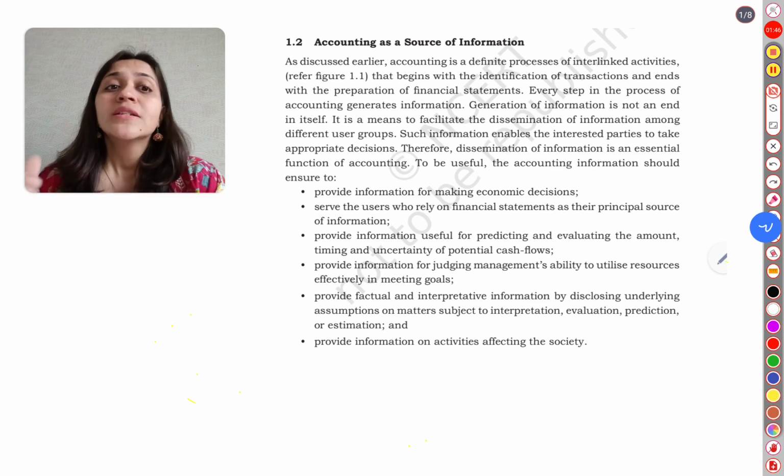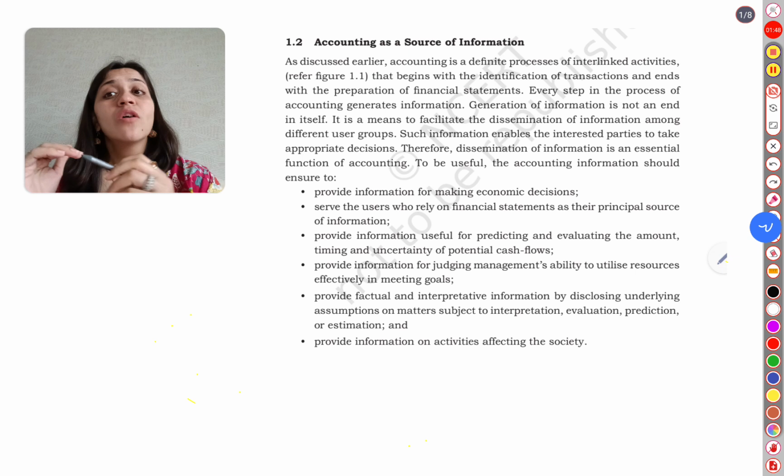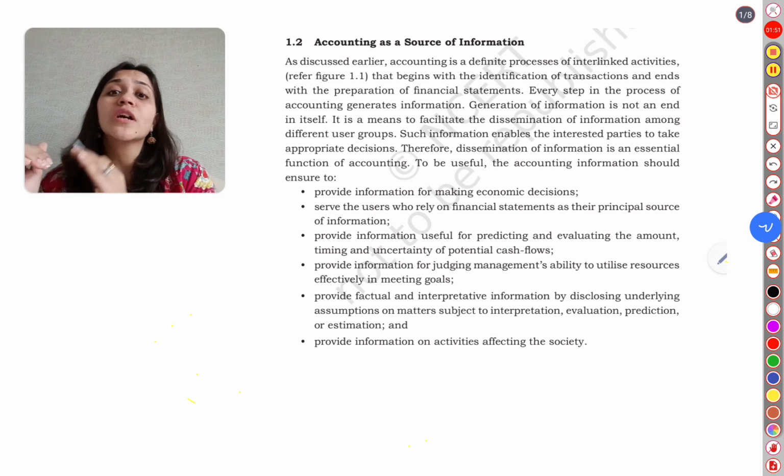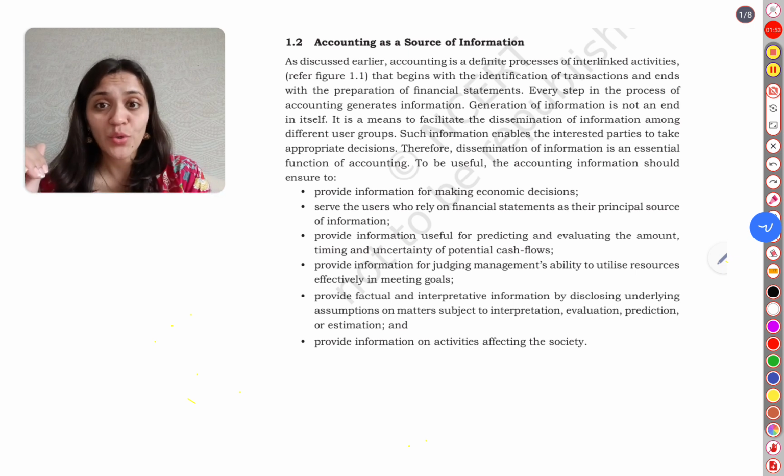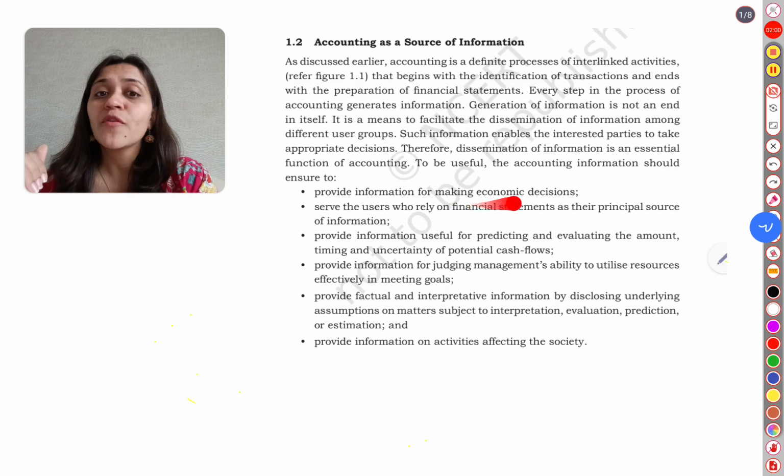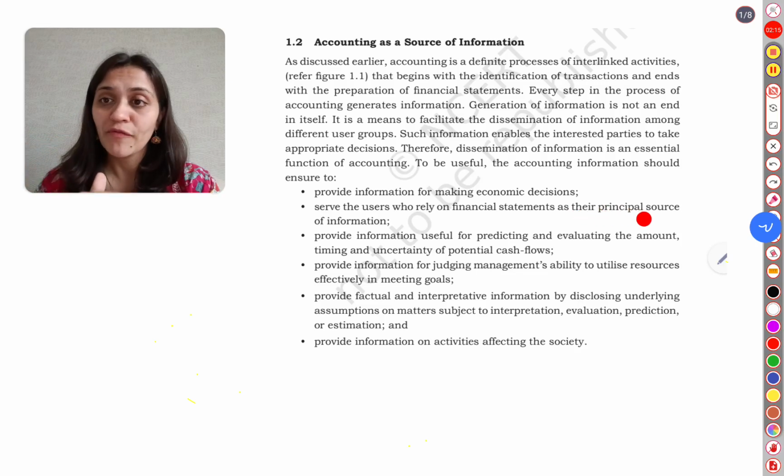Therefore, for this kind of information to be useful, accounting should ensure the entirety of the account statement. First is to provide information for making economic decisions, serving the users who rely on financial statements as their principal source of information. This is a very important point, as a principal source of information, because if you rely on this kind of information, it should be trustworthy.